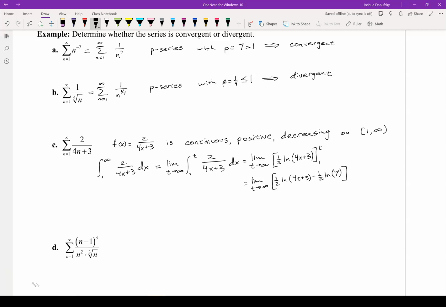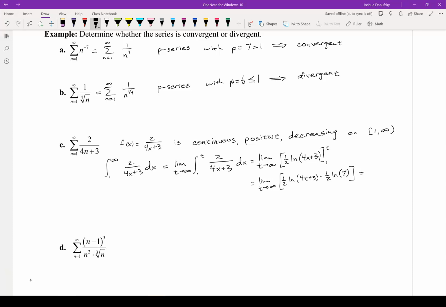As t goes to infinity, ln of 4t plus 3 goes to infinity. So our improper integral is divergent. Therefore, the series is also divergent by the integral test.